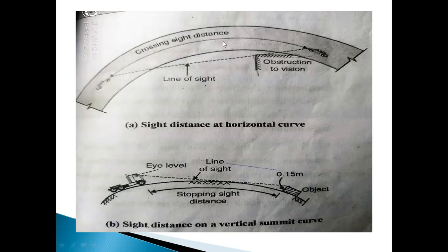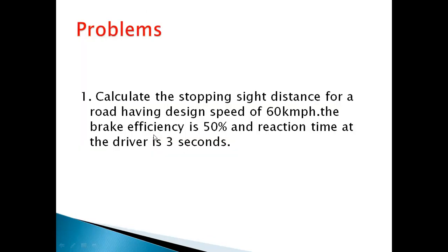This visible distance is known as the sight distance. It is the line of sight distance, and there may be an obstruction to vision. Here is one obstruction which can obstruct the vision of this vehicle, but along with this obstruction, the driver of that vehicle can see this vehicle. That is the sight distance.